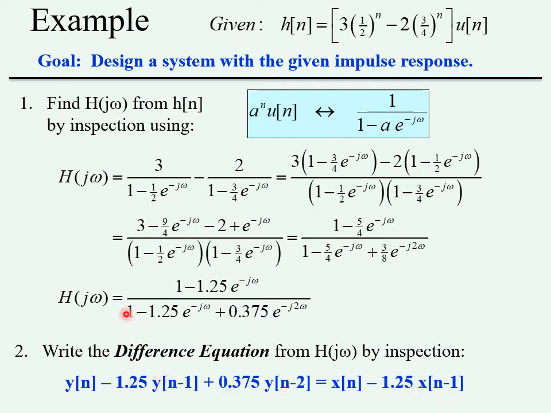On the bottom, in the denominator, this determines all of the y coefficients. So the 1 here gives me y of n, the minus 1.25 is shown right here, and we have e to the minus j omega, which means y of n minus 1, a delay of 1. Then we have plus 0.375 right here, and this is a delay of 2 because it's e to the minus j 2 omega, so we have y of n minus 2. So basically, from this frequency response, we can write a difference equation for this system just by inspection, and here it is.